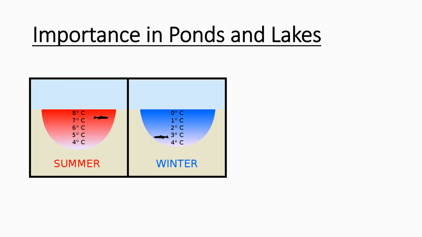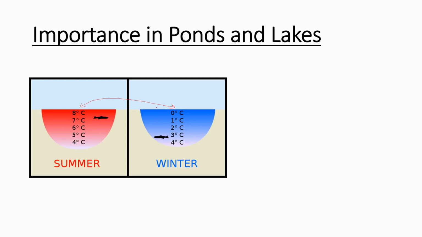So, importance in ponds and lakes of some of the processes that we've talked about. For example, when we change from summer to winter and back again, you can see at the same level in the pond, let's say at the top of the pond, we're going from 8 degrees to 0 degrees. Outside, you might be going from 20 degrees to -5 degrees, a bigger change. But in the water itself, the temperature fluctuation is much smaller, and this protects organisms, as we mentioned before.